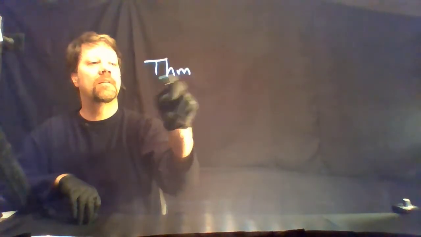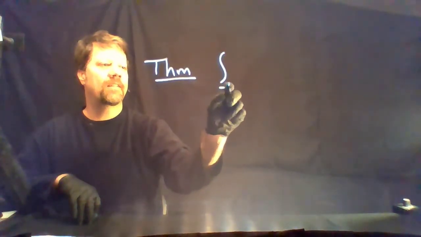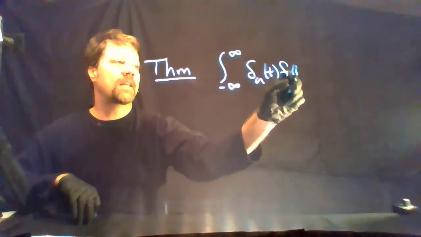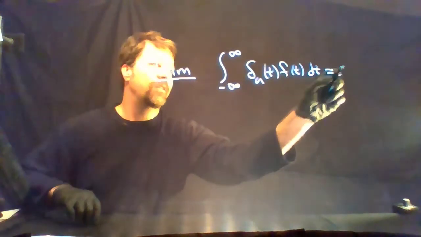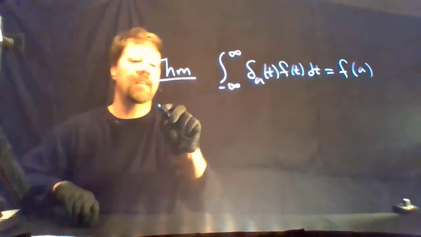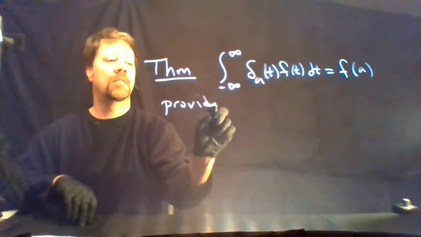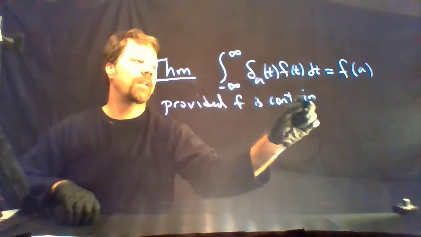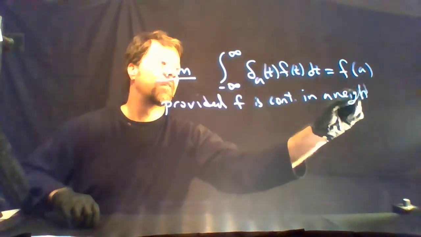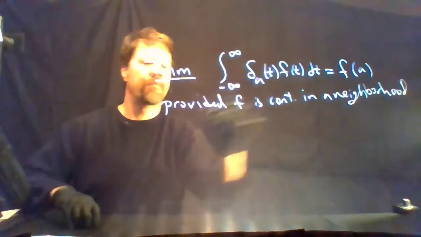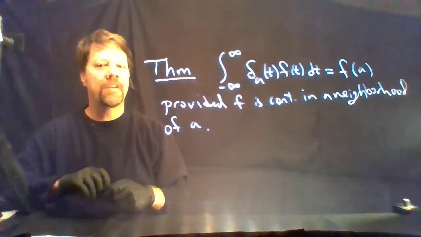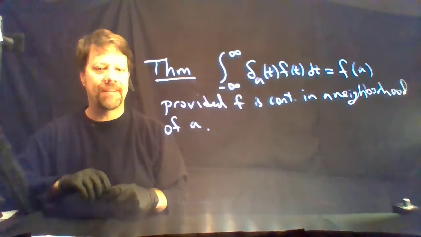Before we do a lot of computations, I would like to point out that if we take the integral from minus infinity to infinity of a Dirac delta function times some other function, you get the function evaluated at A, provided f is continuous in a neighborhood of A. This is pretty easy to prove. The proof requires the mean value theorem for definite integrals.